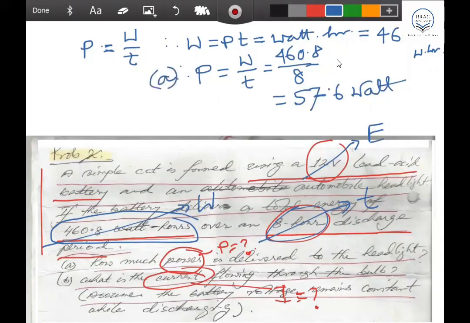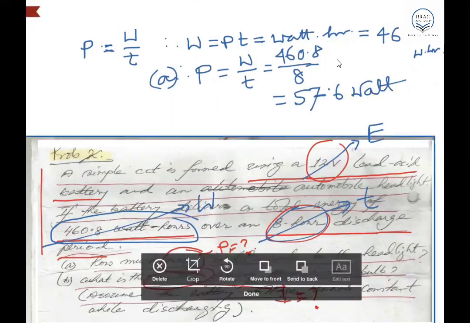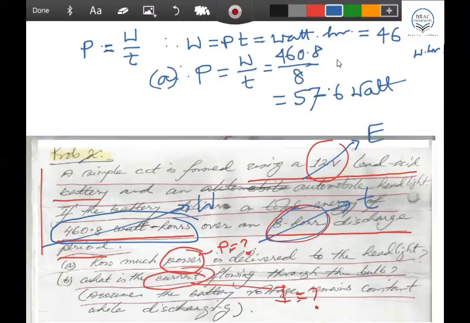This P is this thing. So P equals 57.6 watt. Fine, it's done. Then A is done. Now go for B. What is the current I? If you want to find current, equal to what?